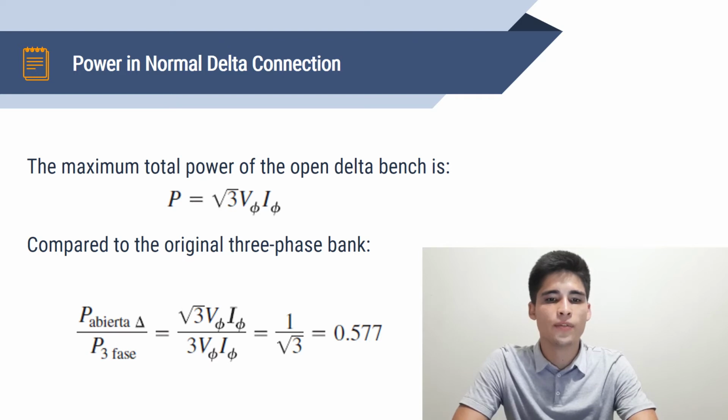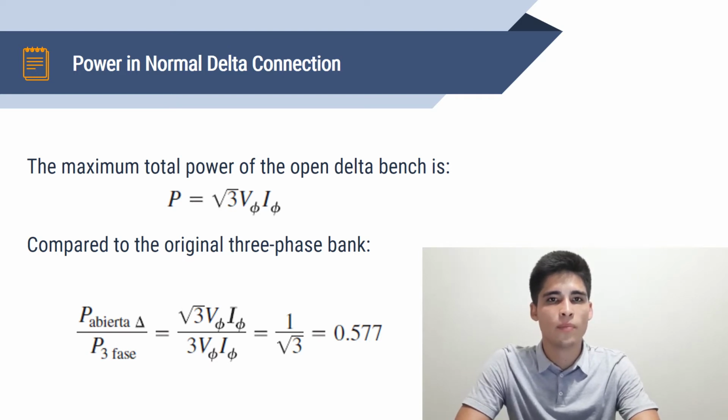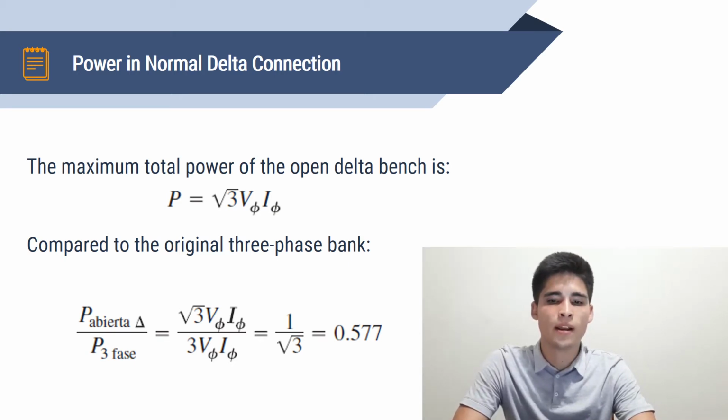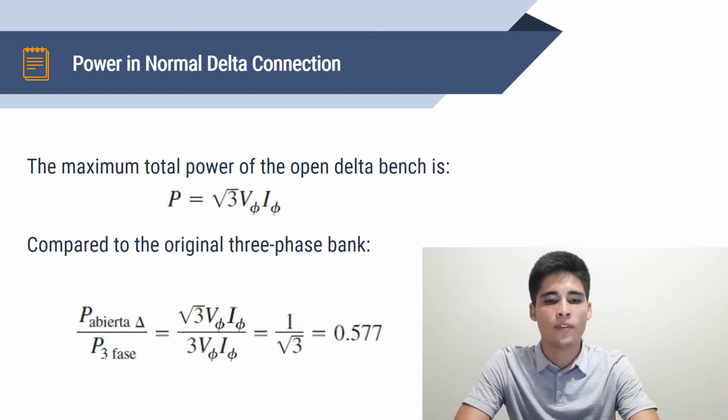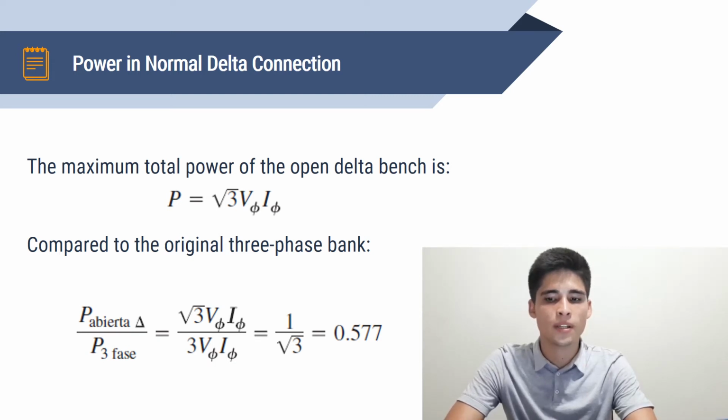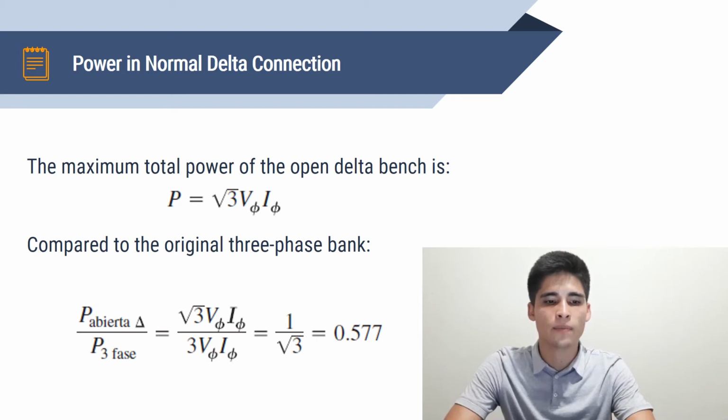Compared to the original three-phase bank, we have P open delta over P three-phase. The available power coming out of the open delta bank is only 57.7% of the nominal value of the original bank. At first we had analyzed that it should be 66.7%. To answer what happened with the rest of the nominal value of this connection, we must examine the reactive power of the open delta bank.